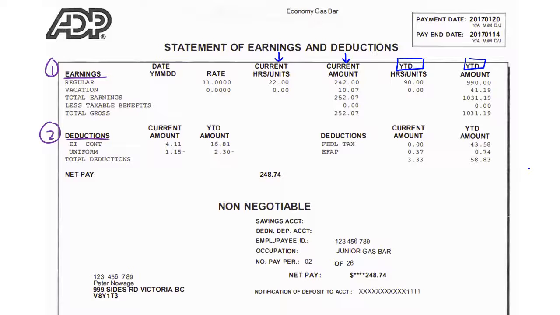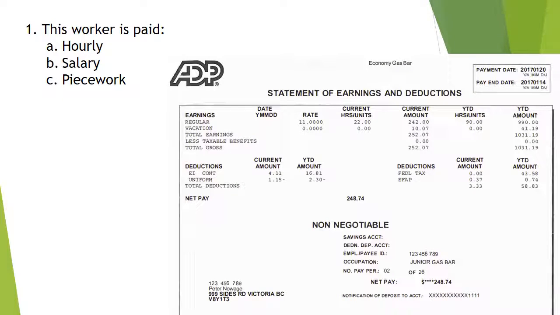So with that, let's start looking at the questions from the self-marked quiz. How is this worker paid? In this case, the answer comes from this column right here, where we're told the number of hours that this worker worked in this pay period. This implies that the worker is paid hourly, which we also might infer from the fact that this employee works at a gas station, which in almost every scenario will pay their employees hourly.